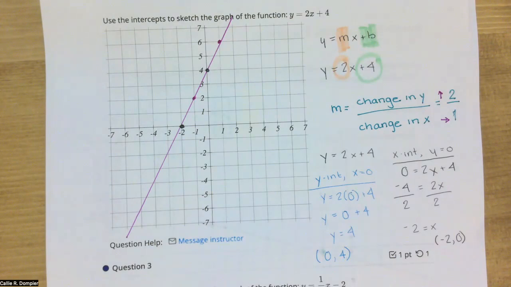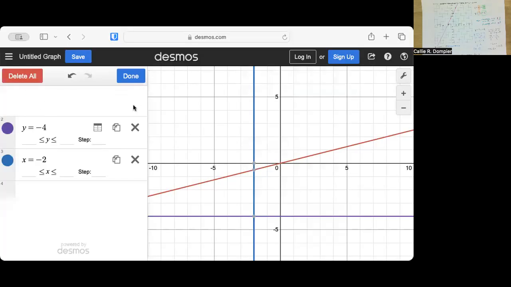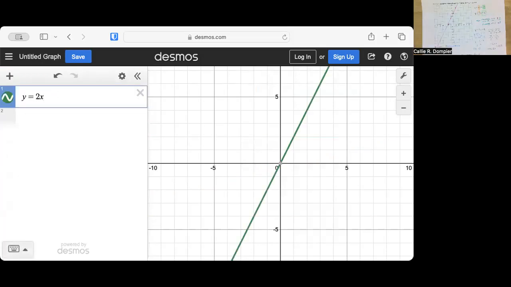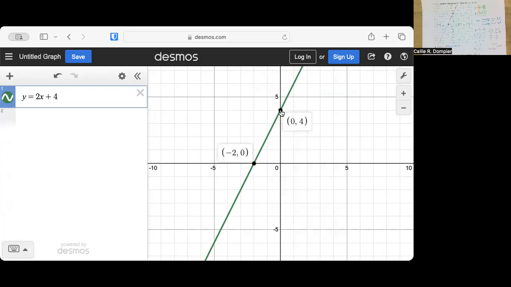Those are the intercepts. If you want to use the intercepts to graph the function, you do not have to use the intercepts. Again, you can just go straight over to Desmos, erase what you had before, type in y equals 2x plus 4. There it is. It should give you your intercepts, negative 2, 0, and 0, 4.